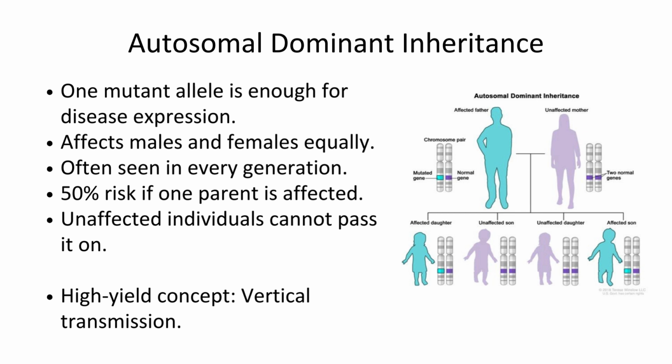In autosomal dominant inheritance, a single mutant allele is enough to cause the disease. It affects both males and females equally and typically appears in every generation, a pattern we call vertical transmission. If one parent is affected, there's a 50% chance that each child will inherit the condition. Remember, unaffected individuals do not pass on the trait.